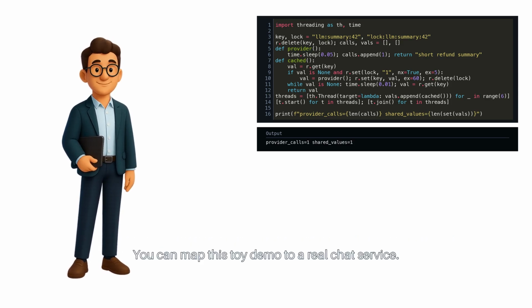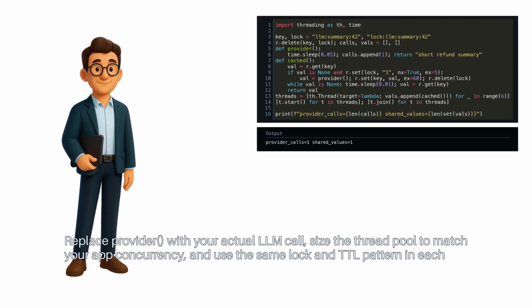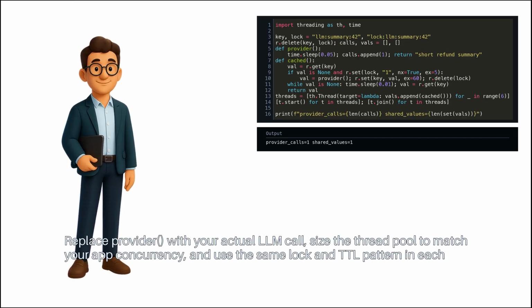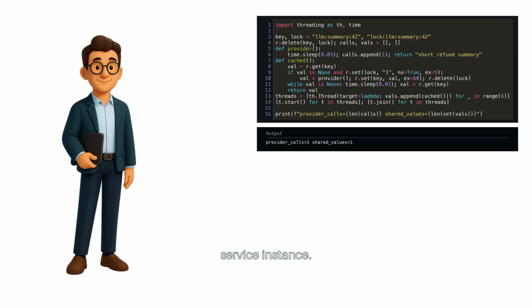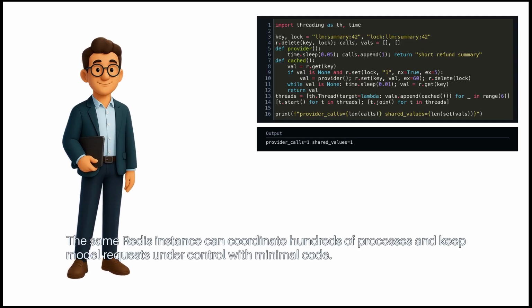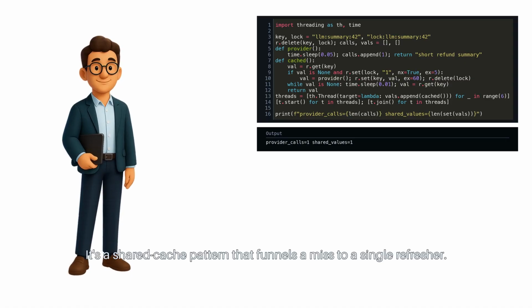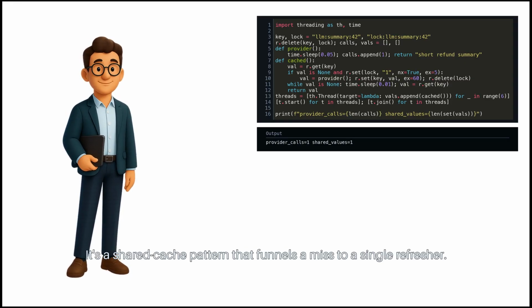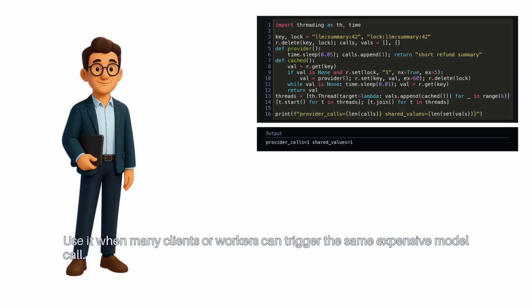You can map this toy demo to a real chat service. Replace provider with your actual LLM call. Size the thread pool to match your app concurrency, and use the same lock and TTL pattern in each service instance. The same Redis instance can coordinate hundreds of processes and keep model requests under control with minimal code. It's a shared cache pattern that funnels a miss to a single refresher. Use it when many clients or workers can trigger the same expensive model call.